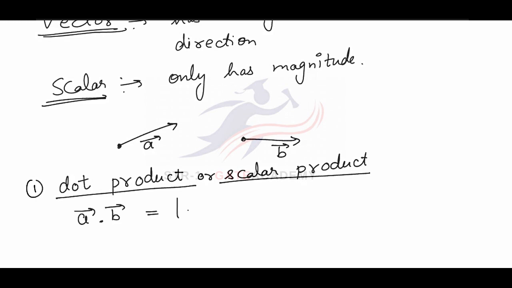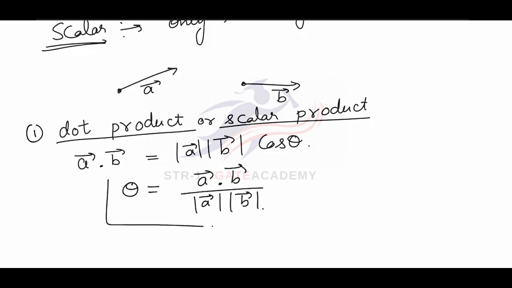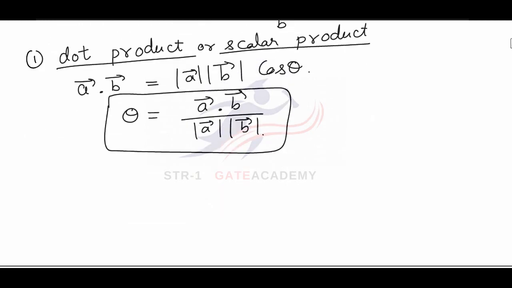How do we define it? It is nothing but magnitude of a into magnitude of b into cos theta, right? So if sometime you want to find the angle between the two vectors, theta can be written as a vector dot b vector upon modulus of a vector into modulus of b vector, right?